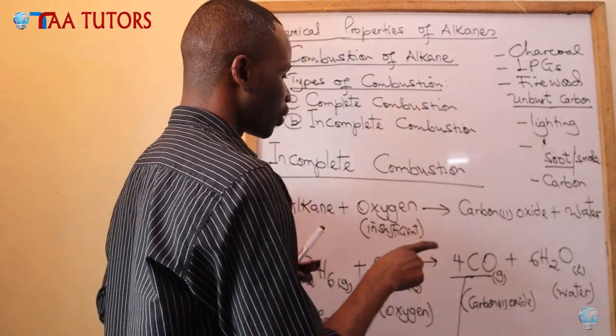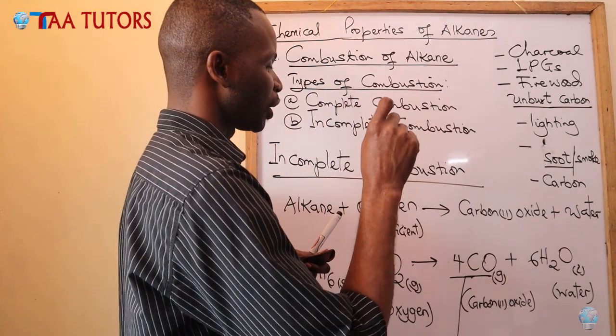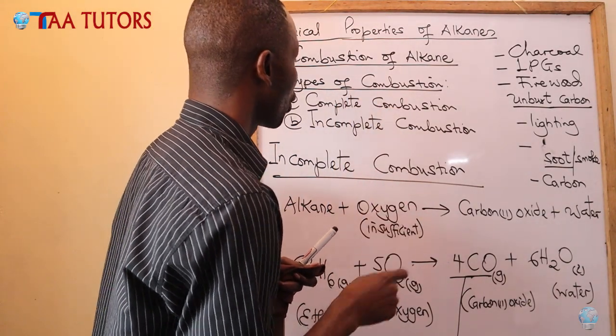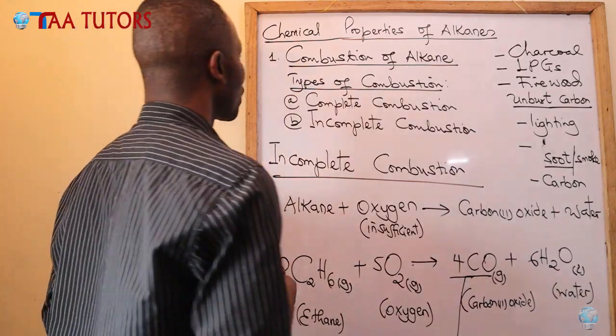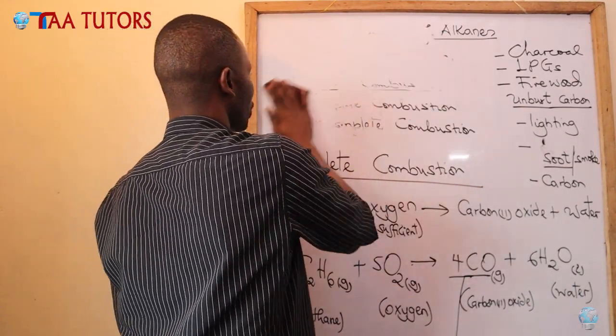So it means for combustion, the products will be the same whether you are burning decane, ethane, pentane, or methane, and so on. Now I want to come to the second property, which is substitution halogenation.